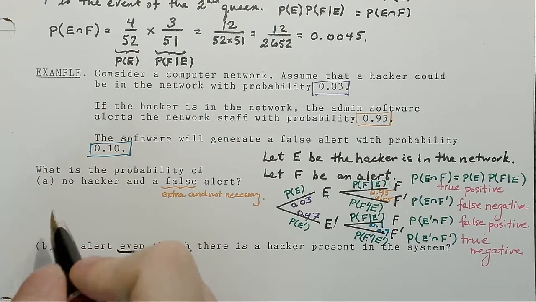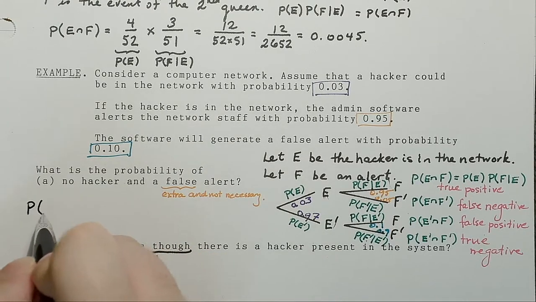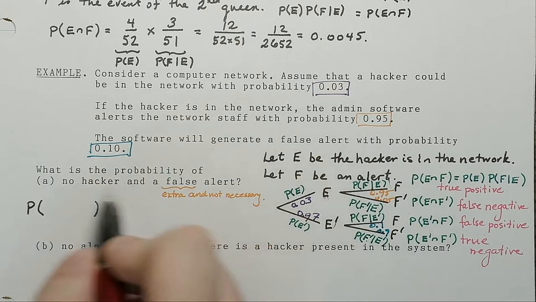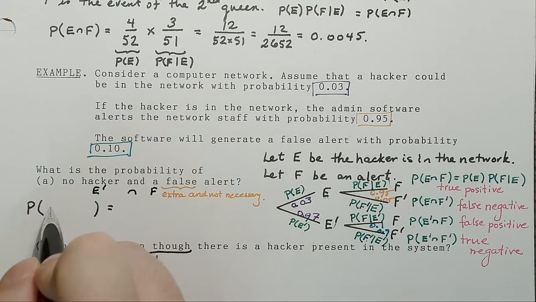So just in the comments or in the chat, what event is this describing? Is that E and F, E and F prime? Which event are we looking at? Yeah, we're looking for no hacker. So this is E prime and an alert. So that's F. So the "and" is the intersection. So we'll have E prime intersect F.